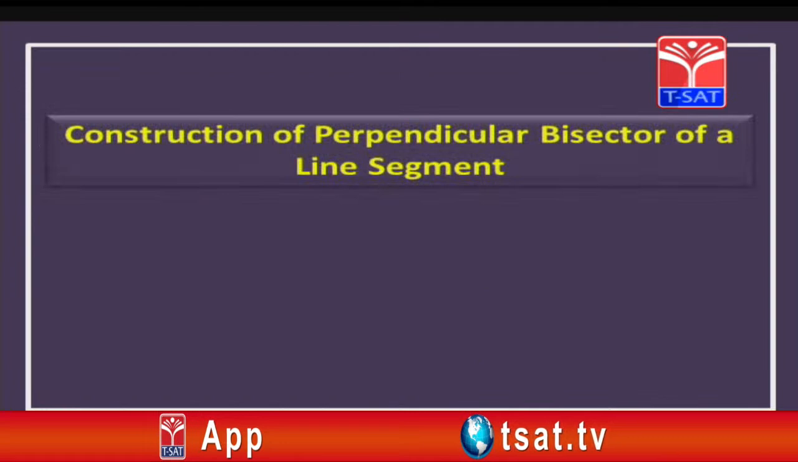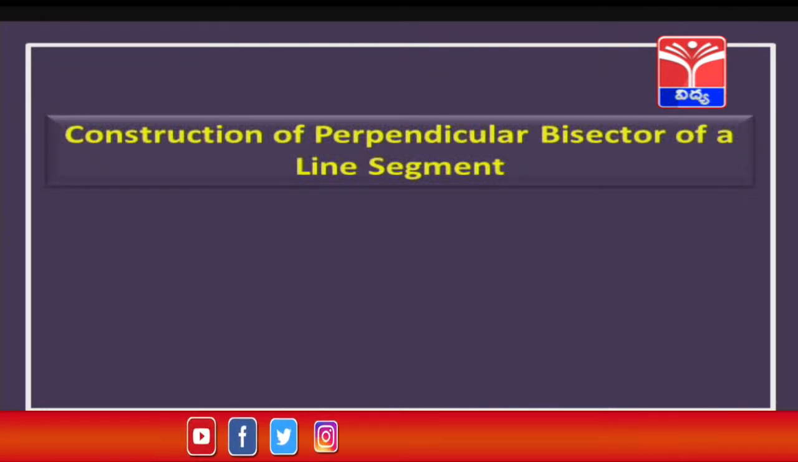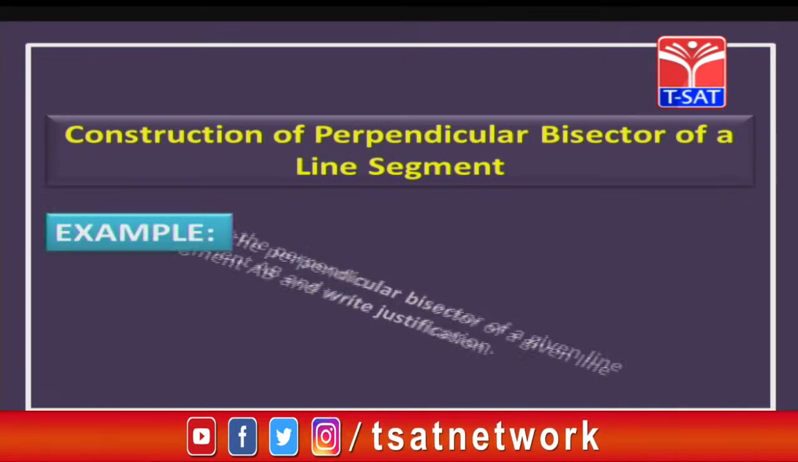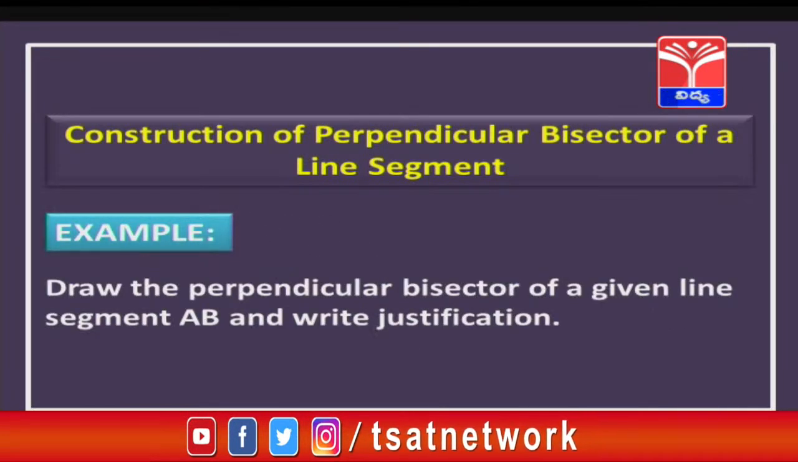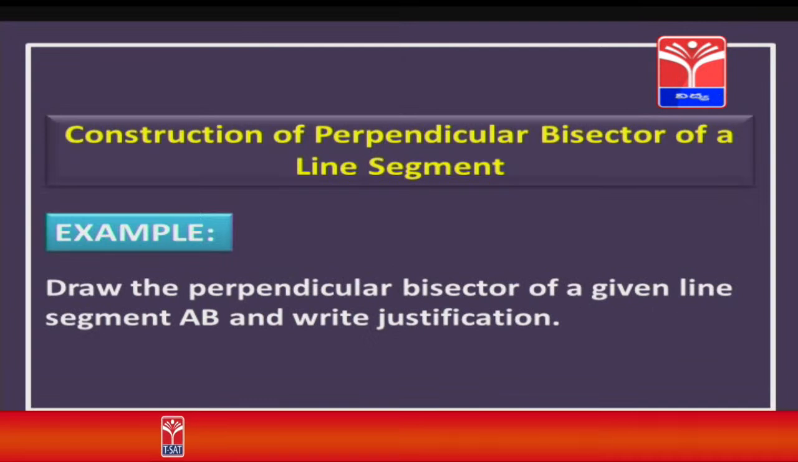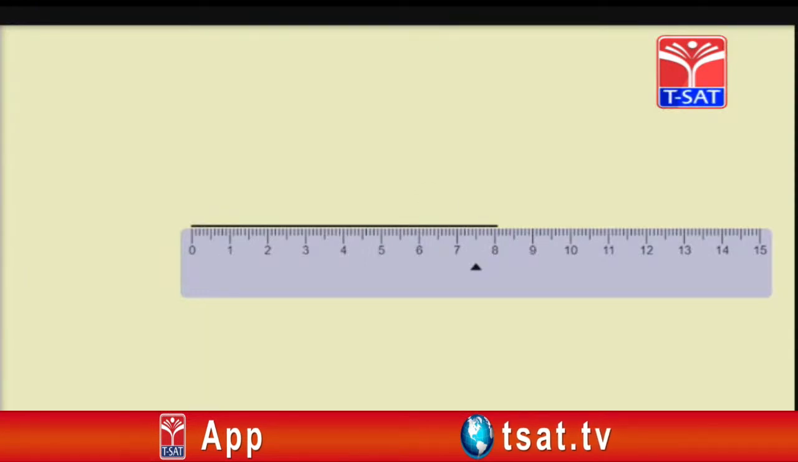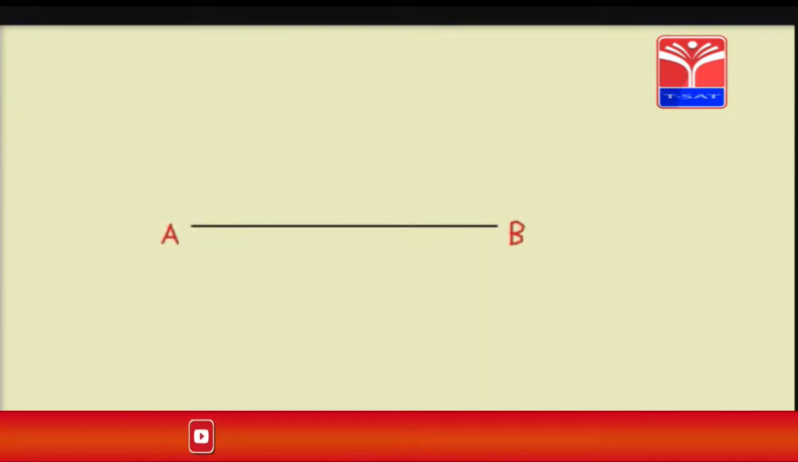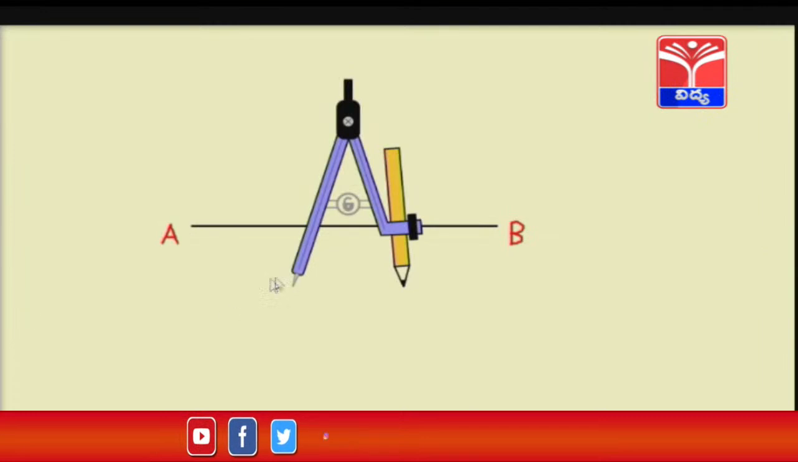So, children, now let us learn about construction of perpendicular bisector of a given line segment. Let us take an example. Draw the perpendicular bisector of a given line segment AB and write its justification. Let us start the construction. First, we have to draw a line segment and mark the endpoints of the line segment as AB as shown.